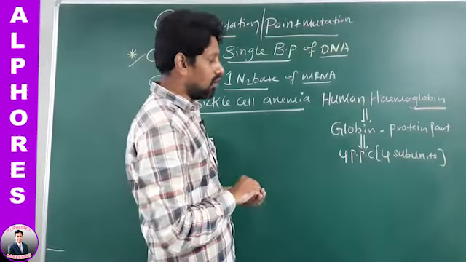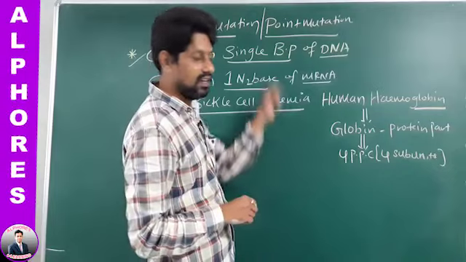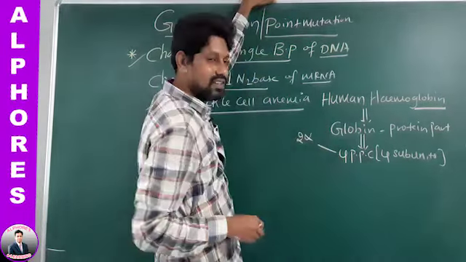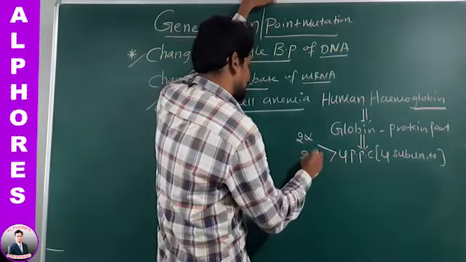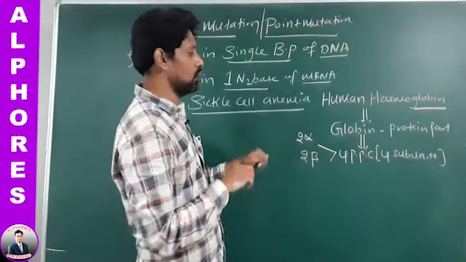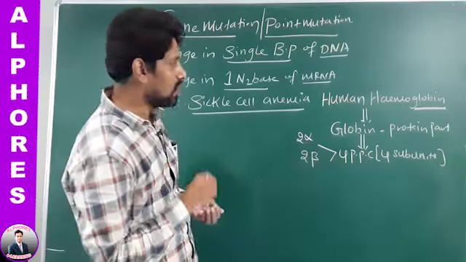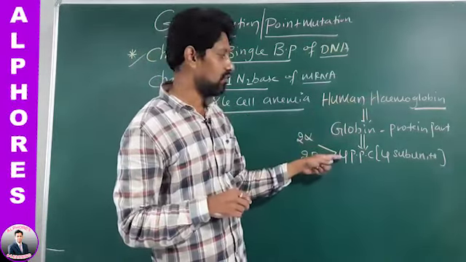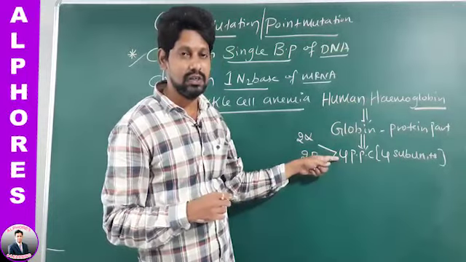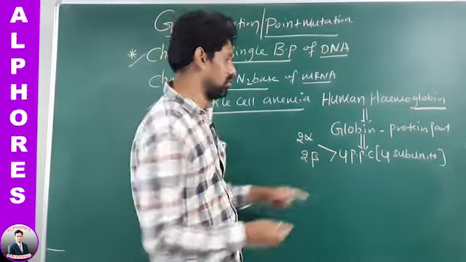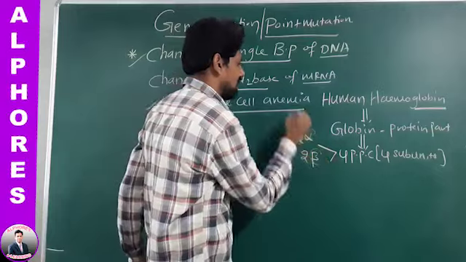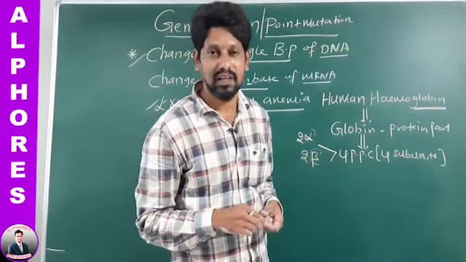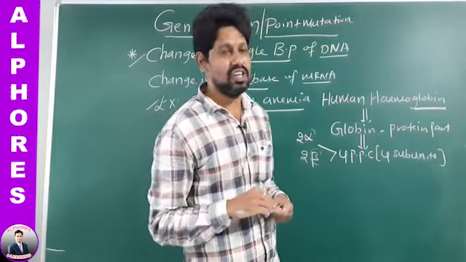In these 4 subunits, 2 are alpha subunits and 2 are beta subunits. That's why the statement we read in human hemoglobin: 4 polypeptide chains, 2 types of polypeptide chains, one is alpha, another is beta. Types are 2, but number is 4. Now listen to this statement.